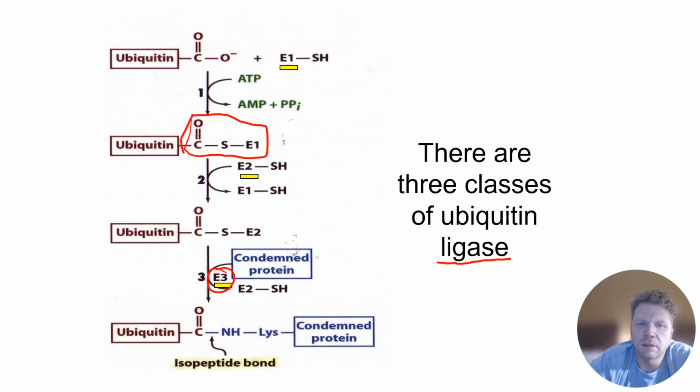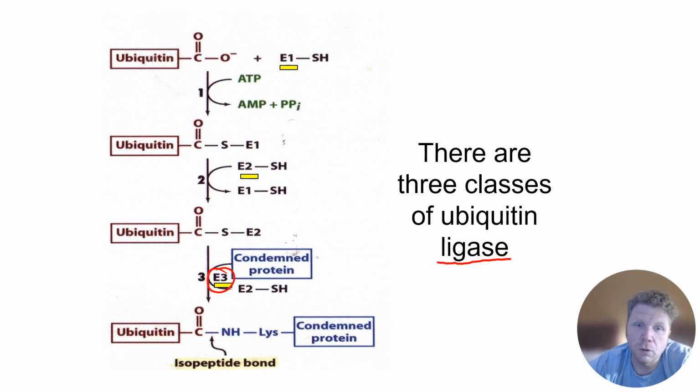Okay, so that's phase one, where E1 is now covalently bound to the ubiquitin. E2, again with a sulfhydryl group. So we're looking at probably what amino acid there? If it has a sulfhydryl, it's probably going to be a cysteine residue.